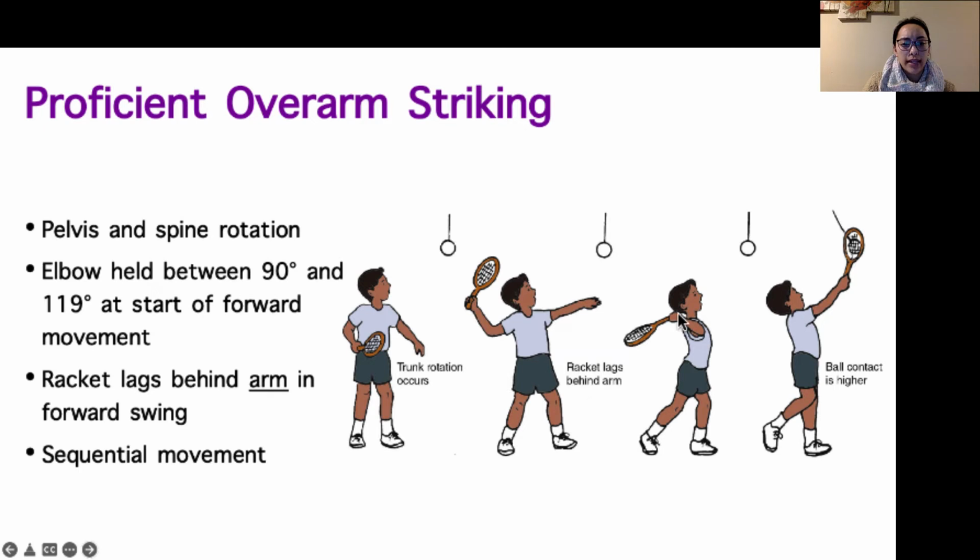There's also more lag, as you can see in this photo, of the arm and the racket before striking the ball. And overall, this is a more sequential and coordinated movement pattern than compared to early overarm striking characteristics.